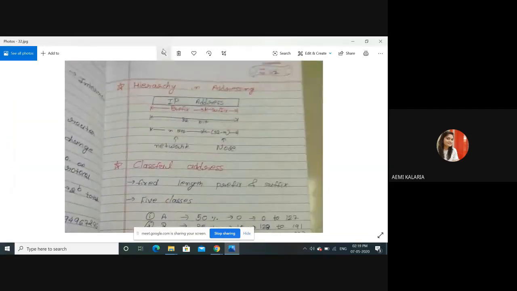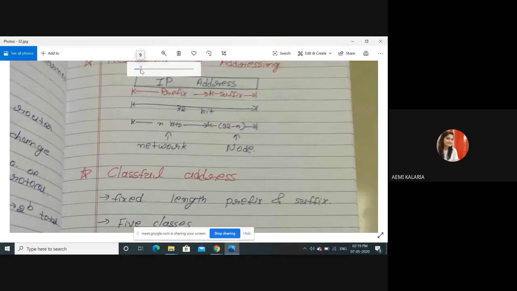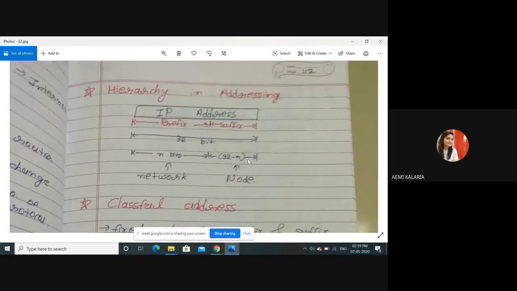Now let's say here I took one example: what is the prefix and what is the suffix. This is the hierarchy of addressing. Let's say this is one IP address, and the total length is 32-bit.